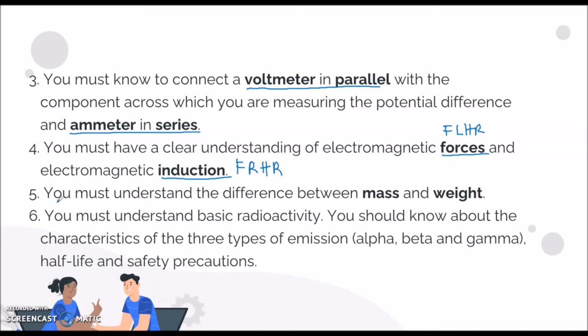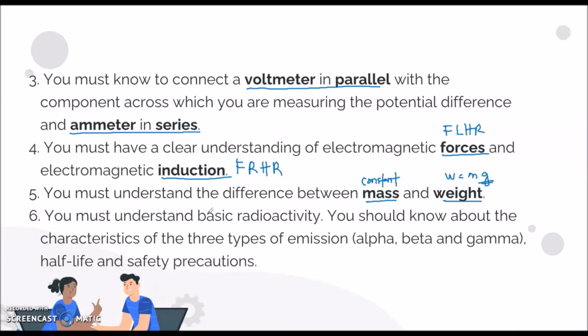Okay, number five, you must understand the difference between mass and weight. Mass is constant everywhere, whereas weight is affected by the value of gravity for the planet.